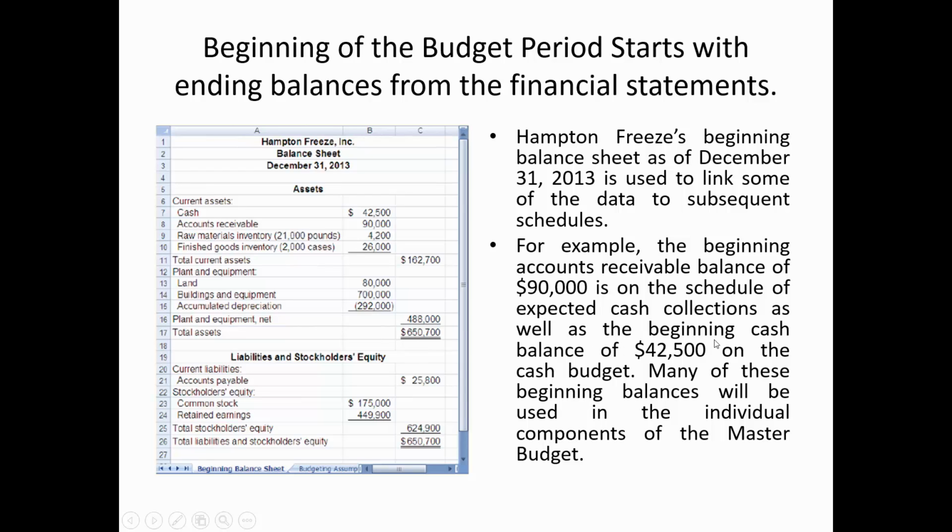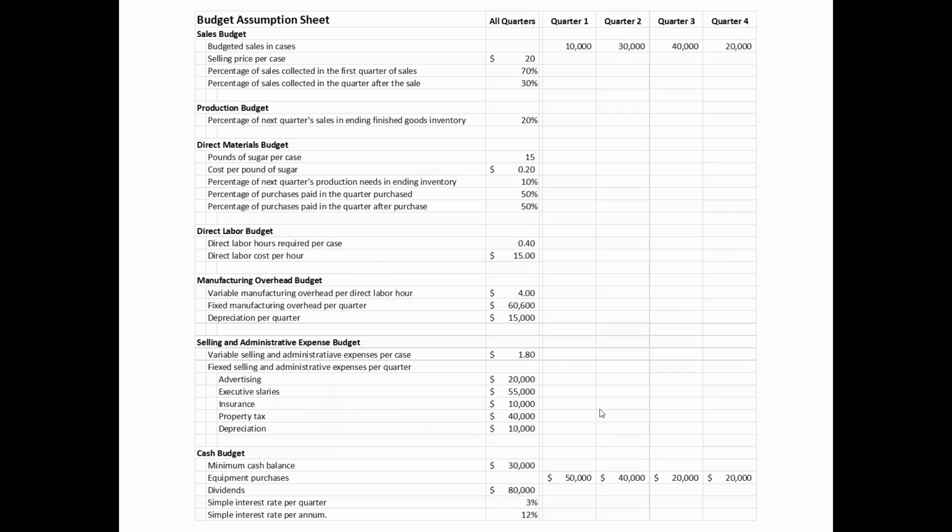For example, the beginning accounts receivable balance in 2014 is $90,000, and it is on the schedule of expected cash collections, as well as the beginning cash balance of $42,500 on the cash budget. Many of these beginning balances will be used in the individual components of the master budget. This is the budget assumption sheet. This talks about what they're expecting to sell in each individual quarter.